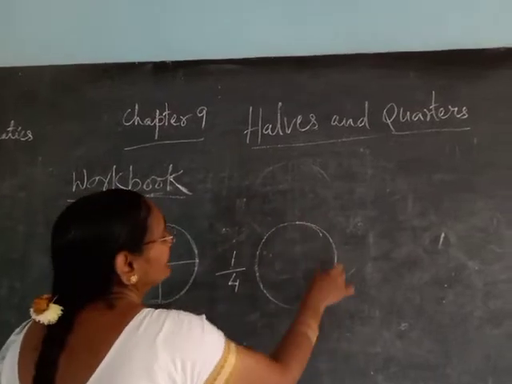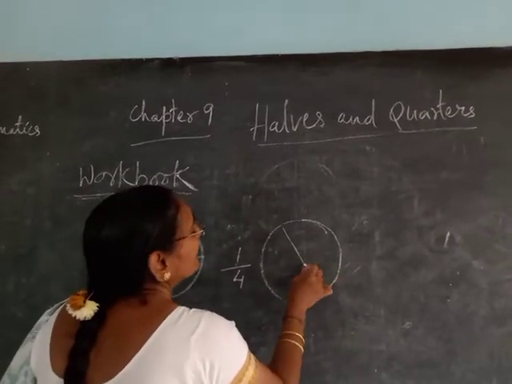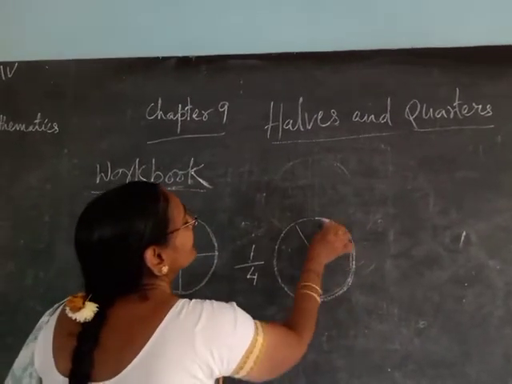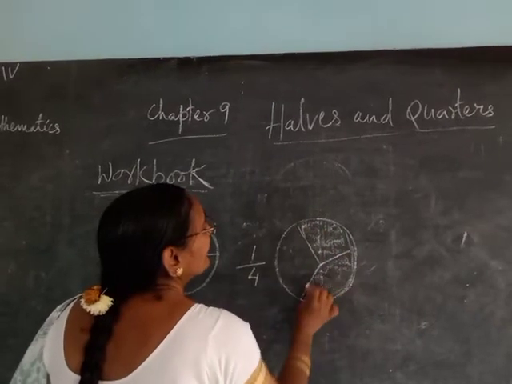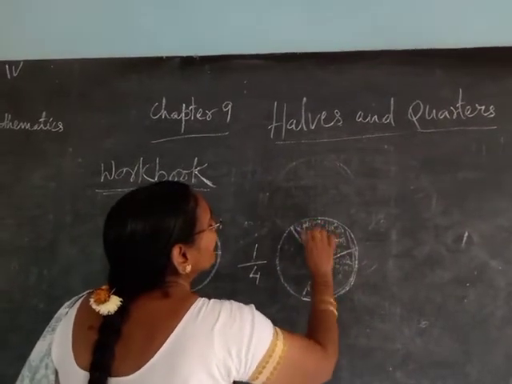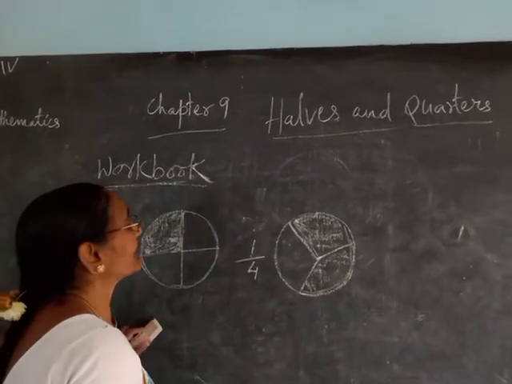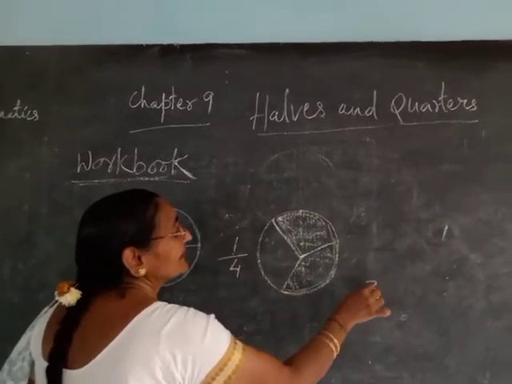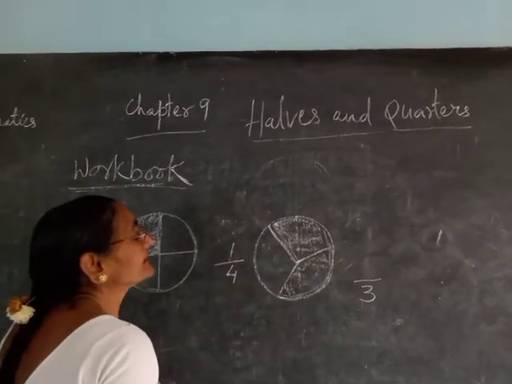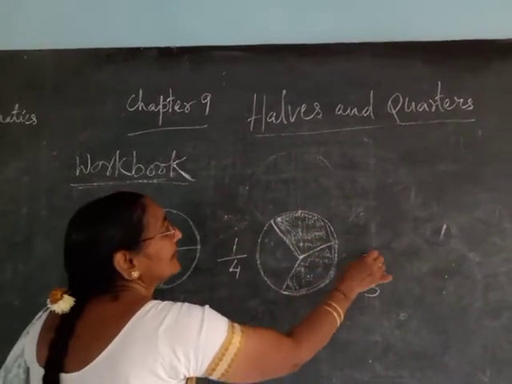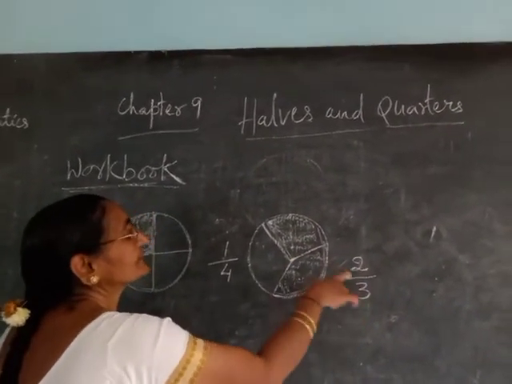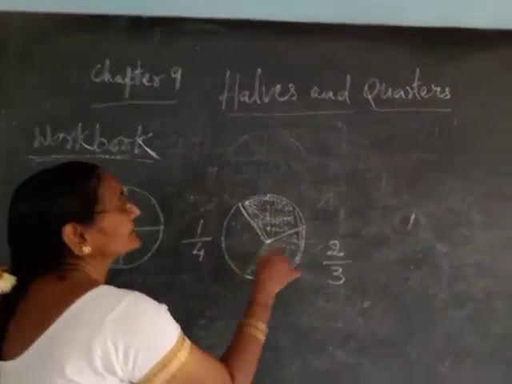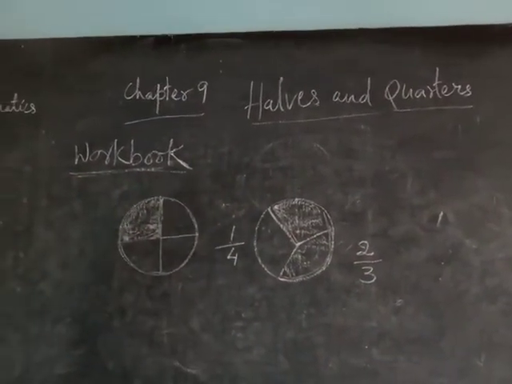Now suppose this is divided into 3 equal parts. See, how do we write the fraction? First, the whole divided into 3 equal parts, that is the denominator. Then how many parts are shaded? Here 2 parts are shaded out of 3 parts. The whole has 3 parts. So 2 by 3. Like that way, I have to write the shaded portion.